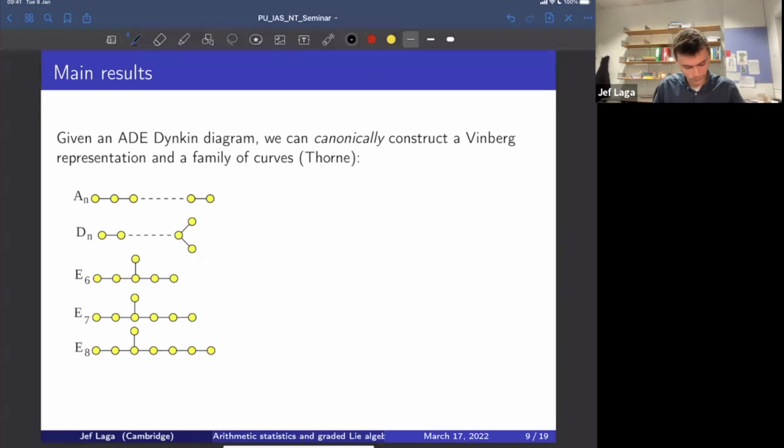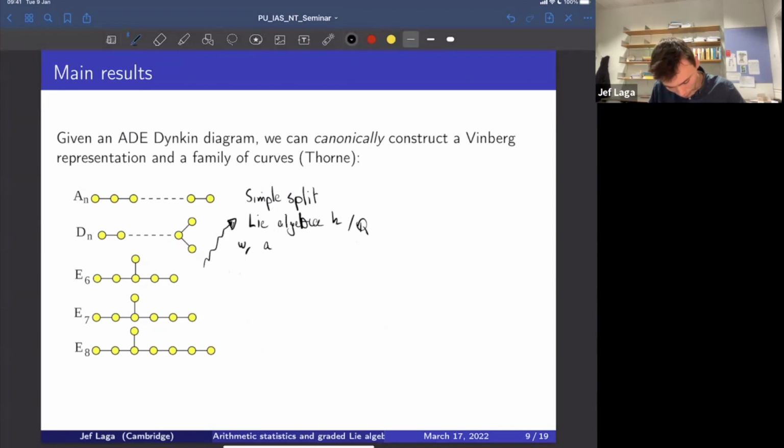If you have such a Dynkin diagram, then from Lie theory, we know that they correspond to simple Lie algebras over C. Not all of them; there are also ones where you have multiple edges between the nodes, but we know that every such diagram corresponds to a simple Lie algebra. And since we work over Q, I'm going to take a split Lie algebra 𝔥 over Q. And in fact, we don't only have a Lie algebra, but we can also equip it in a canonical way, up to conjugacy, with a 2-grading.